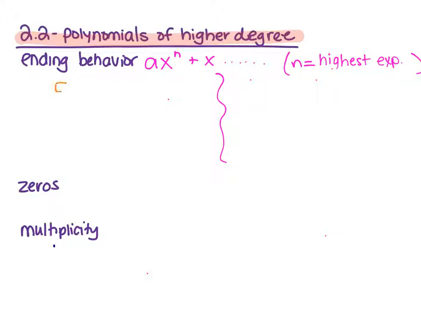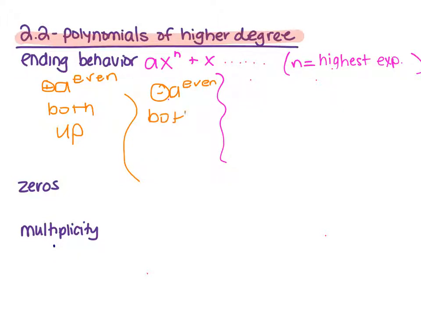So if I have an even exponent and the coefficient is positive, then both ends are going to point up, just like a parabola. If it's an even exponent and it's negative, then both ends are going to point down.